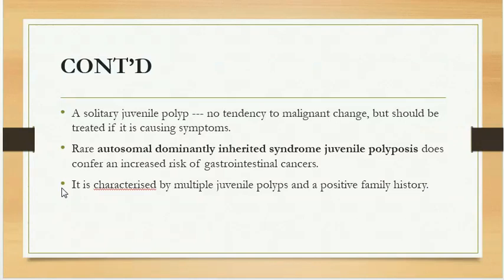This is again a rare autosomal dominantly inherited syndrome. Juvenile polyposis does confer an increased risk of gastrointestinal cancers. This is a specific type of condition, autosomal dominantly inherited juvenile polyposis, which is characterized by two points: multiple juvenile polyps and a positive family history. This is a case of autosomal dominantly inherited syndrome, juvenile polyposis.